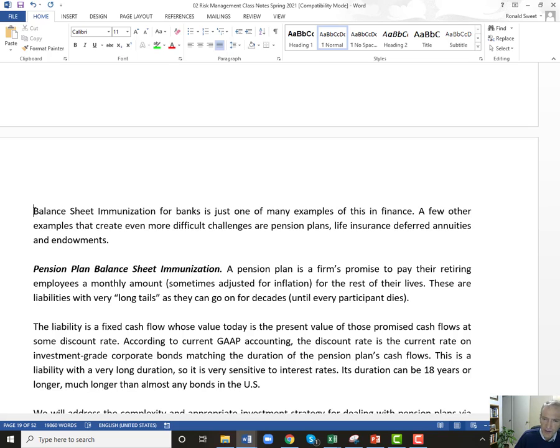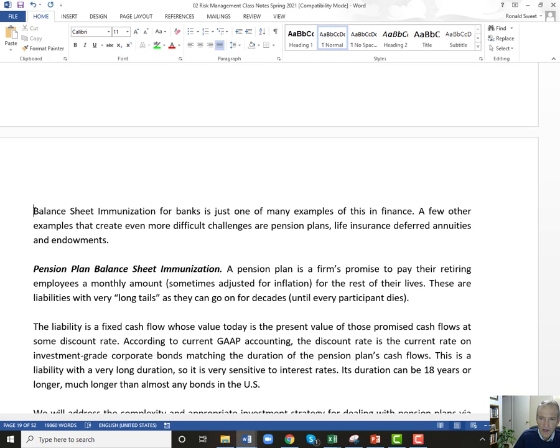So what you're going to do, and I strongly recommend, and we'll talk about this, I'm going to get into pension plan immunization, but you need to have read my blog on this before you get into this section. We're going to go through that blog in detail, but you need to have read it. It's a big question on the exam. But let's just talk quickly through pension plan balance sheet immunization.